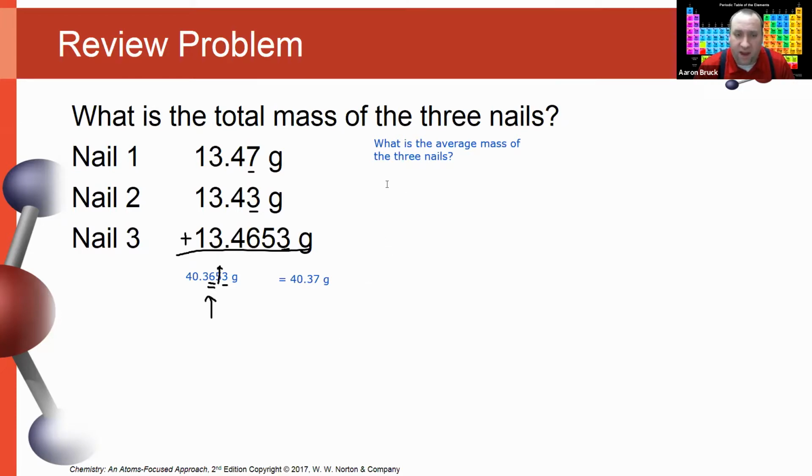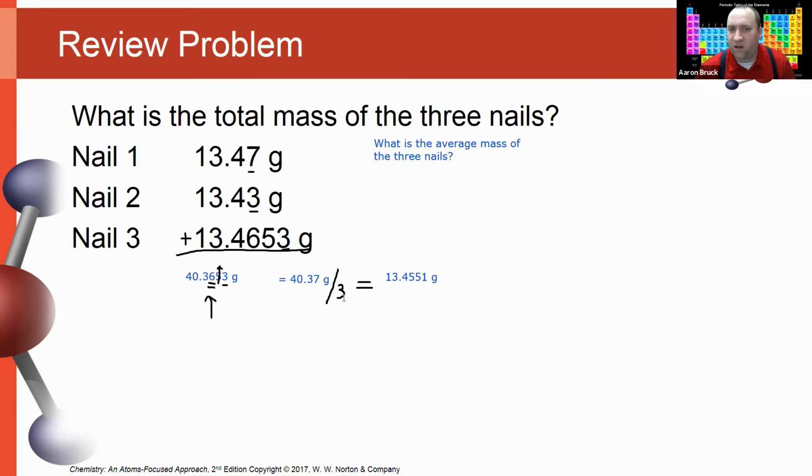Now, to do the average mass, remember, average is just the total mass divided by 3. If I take that total mass and divide by 3, my calculator spits out 13.4551. What of that do I keep? Well, this is a division. You may look at this and say, well, I need to have one significant figure because my value 3 here only has one significant digit.